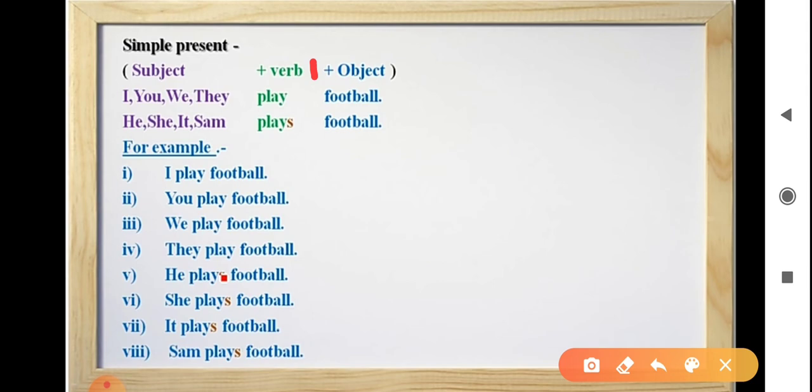Here are some examples of affirmative sentences in simple present tense. I play football, you play football, we play football, they play football. I, you, we, they are plural subject. That's why play as a plural form of the verb is used. Now take further examples. He plays football, she plays football, it plays football, Sam plays football. He, she, it, Sam are singular subject. That's why play, by adding s as plays, is used as a singular form of the verb.